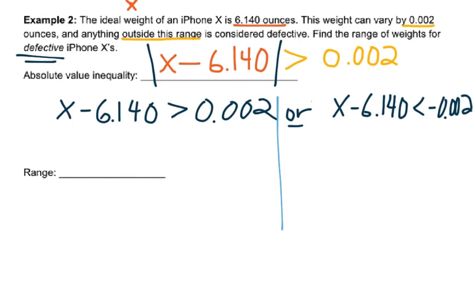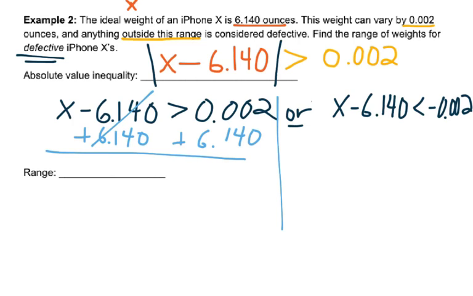So I'm going to start with this one over here. X minus 6.14 is greater than that. So I've got to add this to get the x by itself. I'm going to do that on both sides. So then I'm going to go down in the space below since I ran out. X is greater than, and if I add 0.002 and 6.140, I get 6.142 ounces. I like to add the units since we're doing real world problems.